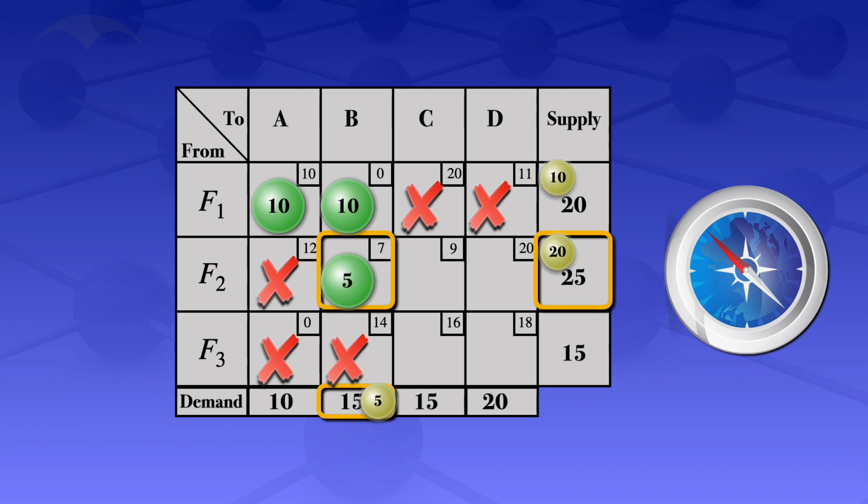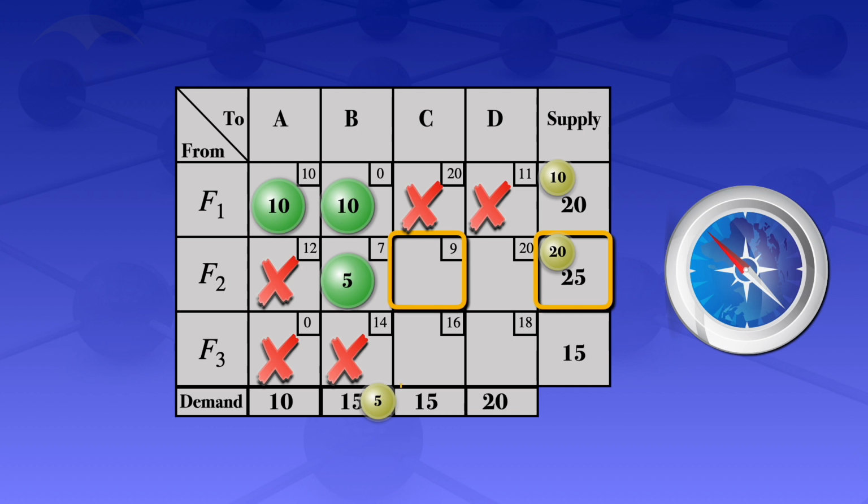So I'll now go on to the next top left-hand corner cell after we have eliminated these two columns and this row. That cell there is this one here. And we look at how much we can allocate there. We look at the supply constraint. We are saying we are having a 20 there.